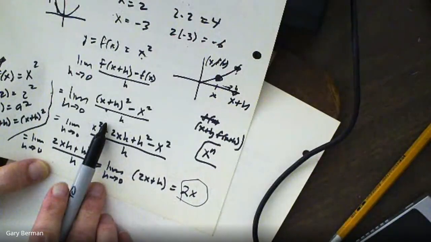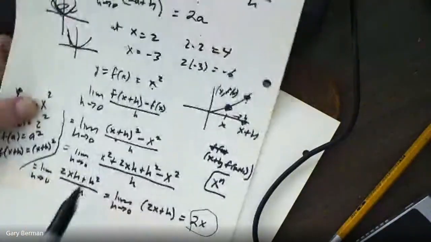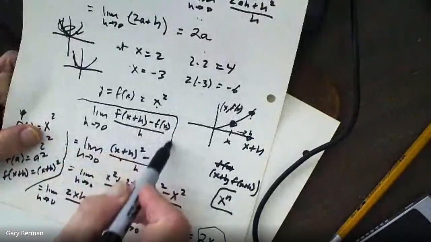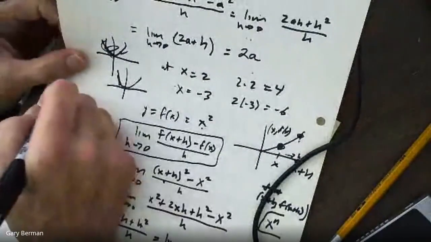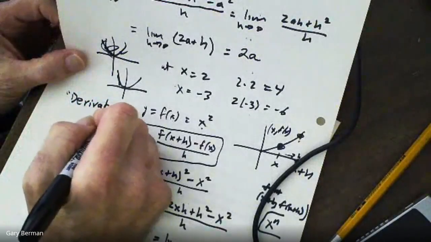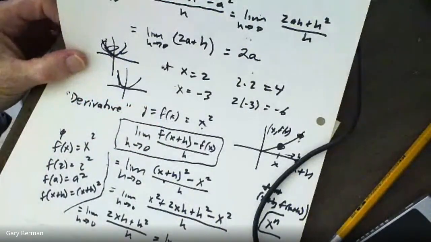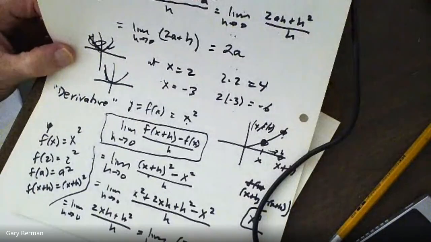We say that the result of doing this, the thing that comes out of here, 2x, is known as the derivative of the function x squared. That's the word. It's the derivative of the function, and we'll say a lot about that momentarily. So the derivative of x squared is 2x.